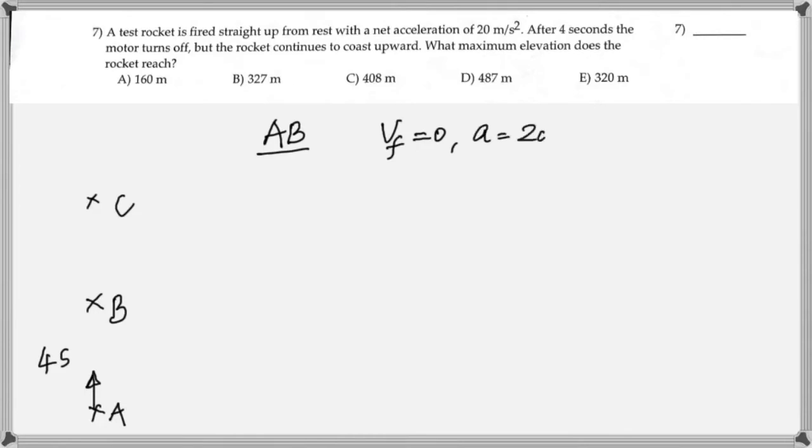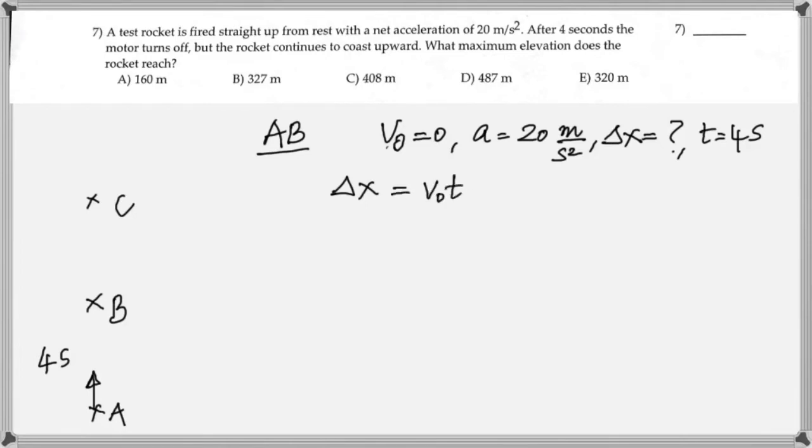For AB, we know that initial velocity is 0. A is given, find delta x during AB, with time of 4 seconds. So use this equation and we can get the displacement during AB.